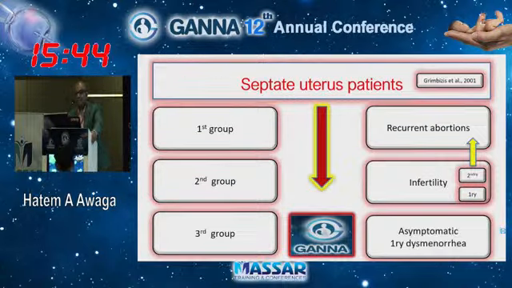Patients with septate uterus that we find in our clinics are divided into three main types. The first group are patients with poor reproductive outcome, I mean recurrent abortion, preterm birth, malpresentation. The second group are patients with infertility, either primary or secondary. And the third group are asymptomatic patients who are diagnosed accidentally in our clinics, and sometimes they have primary dysmenorrhea.